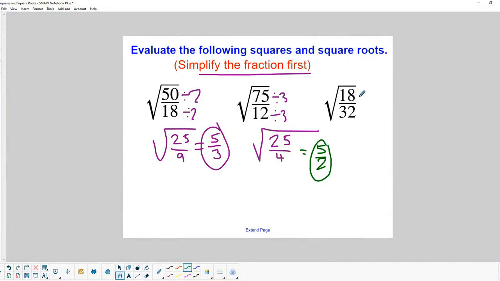On our last example here, I'm going to divide each of them by 2. That will give me the square root of 9 over 16. And if I do the square root of 9, I just get 3. And the square root of 16, I get 4. So that last problem is 3/4.